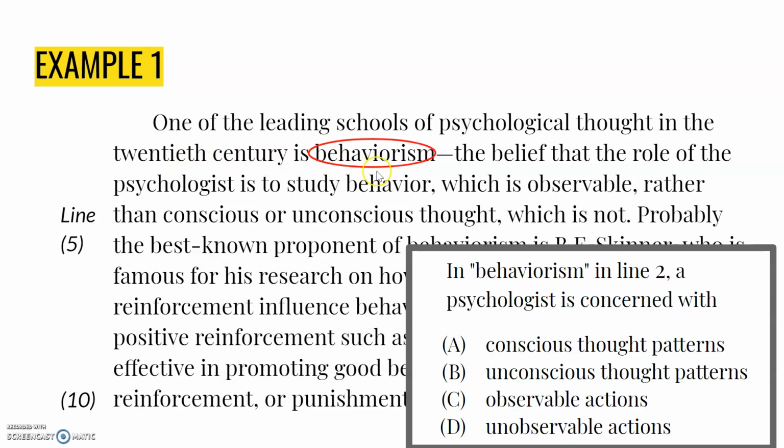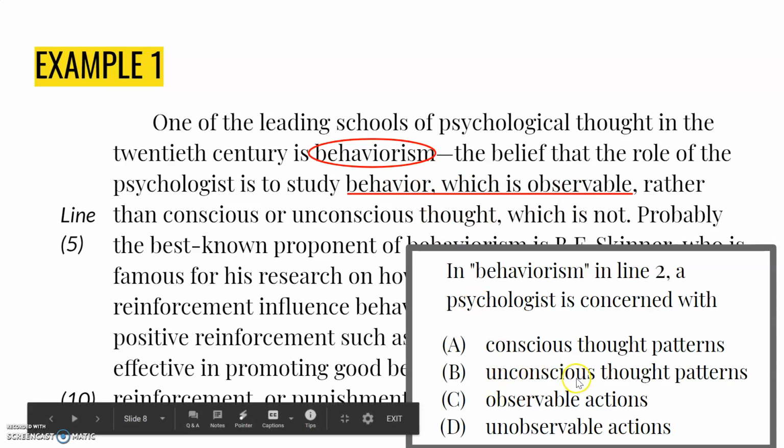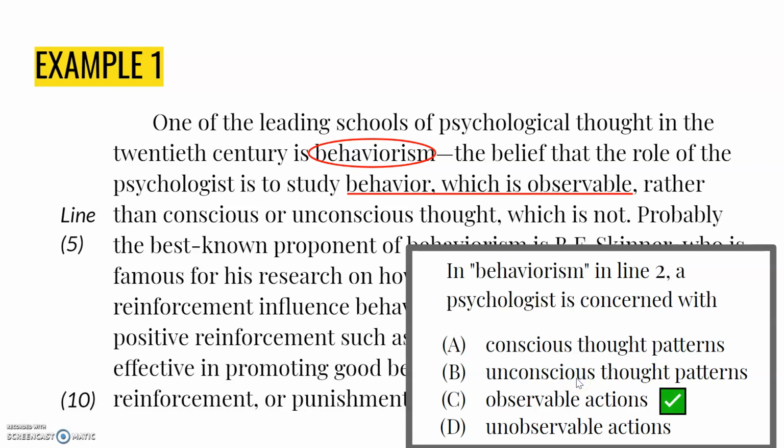So check out if there are any structural clues. You see here, this is a dash. It is also a structural clue. Next, read the words or the sentence after the structural clue. It is written, the belief that the goal of the psychologist is to study behavior which is observable rather than conscious or unconscious thought, which is not. So behaviorism is a behavior which is observable. Behavior is also the same as action. So the best answer to this question is C.